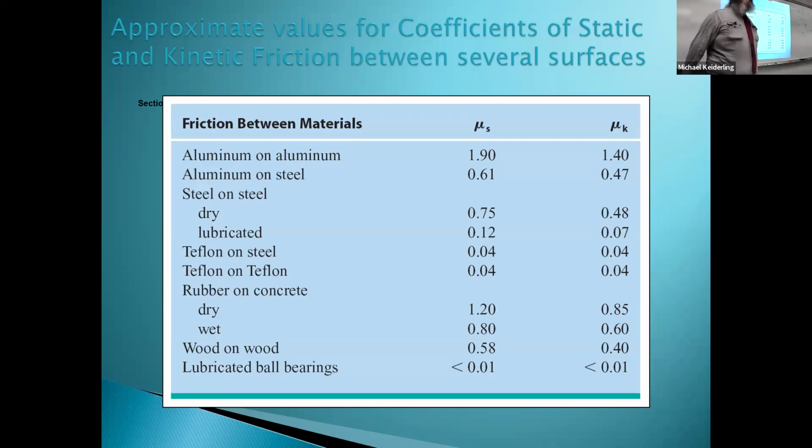Teflon is super slippery. That's one of the nice things about it. It also doesn't react with just about anything, so it's useful. Rubber on concrete. Dry rubber on concrete, 1.2 for static, 0.85 for kinetic. Wet, it's about 0.8 for static, 0.6 for kinetic. Wood on wood, about 0.58 for static, 0.4 for kinetic, and then lubricated ball bearings is less than 0.01 for both.